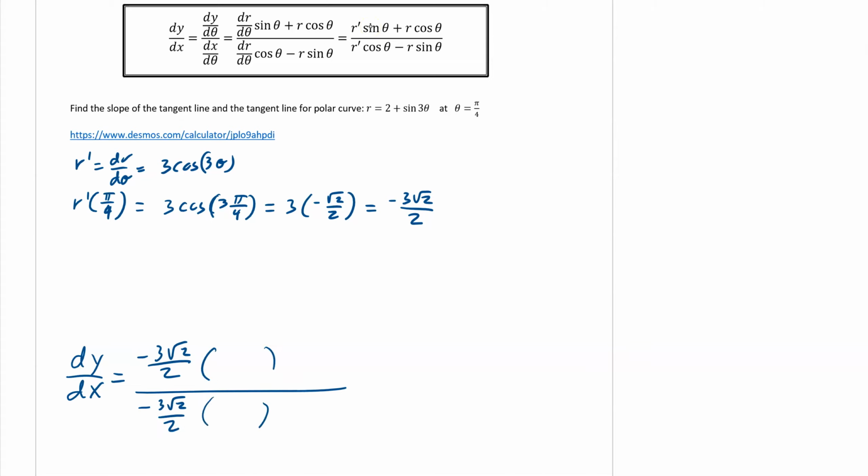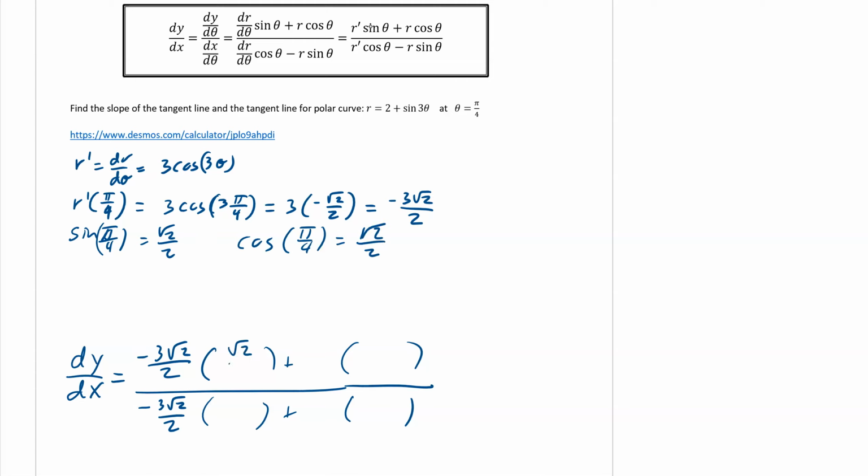And then now we move on to the rest. I just fill them all in. So we need sine theta and cosine theta, right? So sine of pi over 4 is rad 2 over 2. And also cosine of pi over 4 is rad 2 over 2. So we can plug those in. See, it's just a much nicer way of doing it. Just plug it into the parts and then go from there.